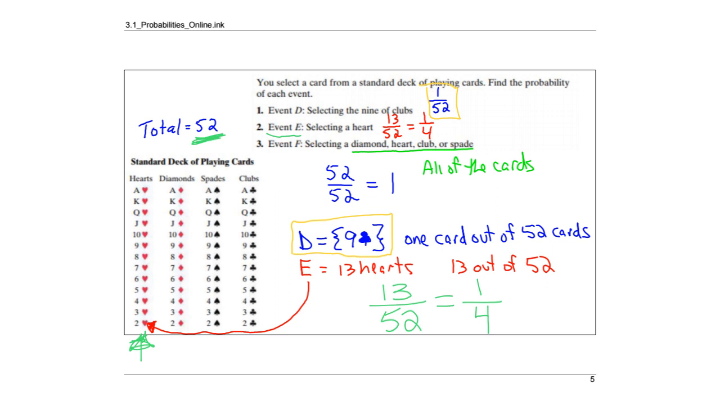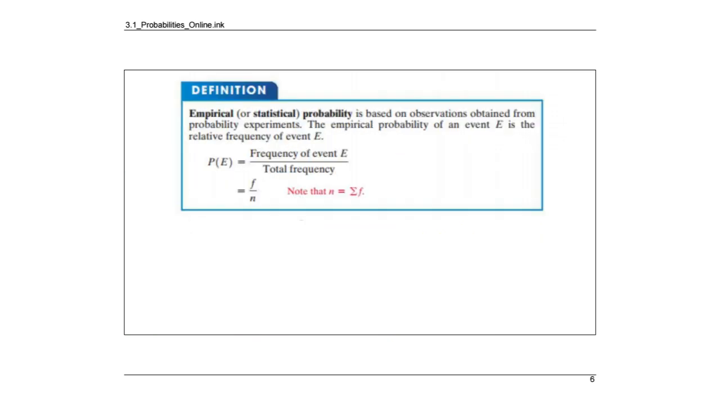All right, event F is kind of crazy. It says selecting a diamond, a heart, a club, or a spade. Well, that's all of the cards, right? If it's going to be a diamond, a heart, a spade, or a club, you have 52 cards that meet that criteria out of 52 cards, and so you get 1. That's okay. We can have a probability of 0. We can have a probability of 1. We can have a probability anywhere in between, but we can't be less than 0 or greater than 1.